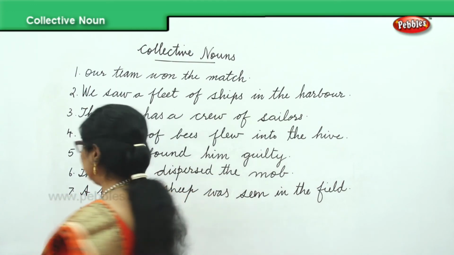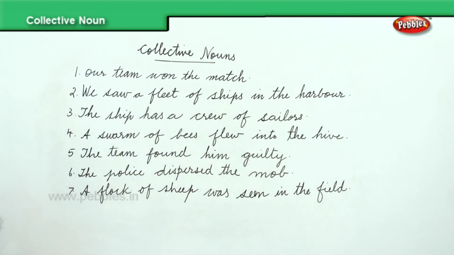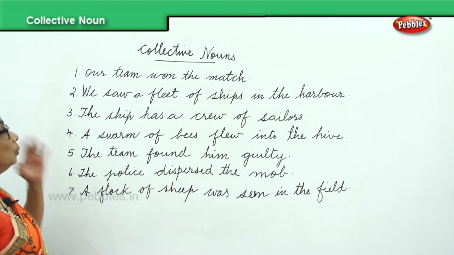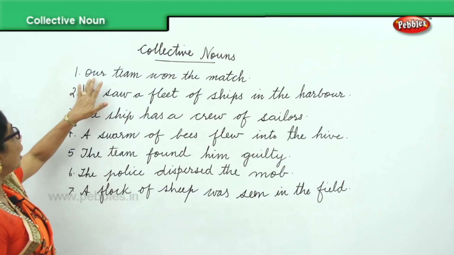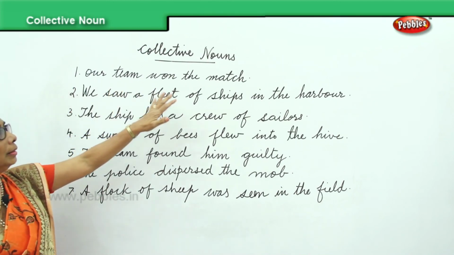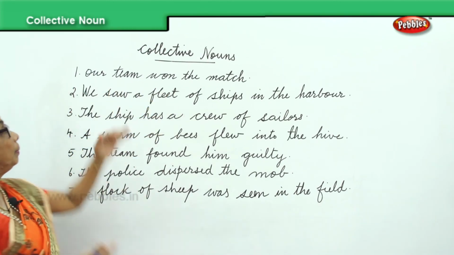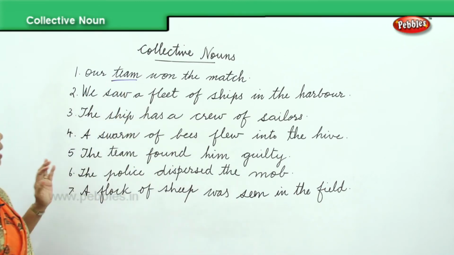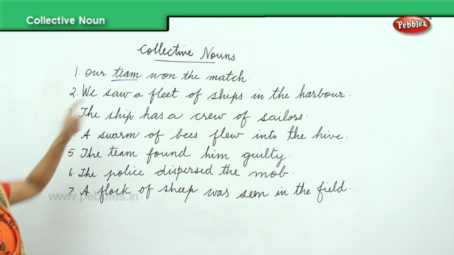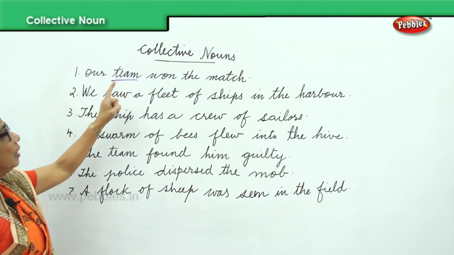Now here we have 7 sentences for us to identify and mark out the collective noun. A collective noun is a group noun. Our team won the match. Team is a group of people playing a match. We call them a team of people. So, team is a collective noun.